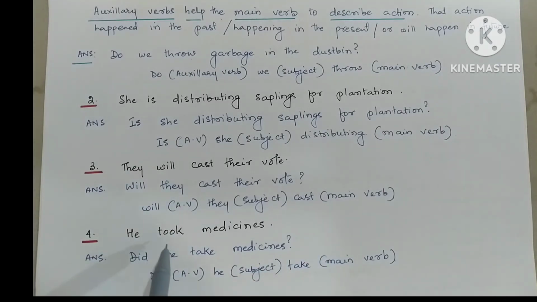Auxiliary verb over here is did. Did he take medicines? Did is a questioning word. So did followed by subject he followed by the main verb take. So did took becomes take. Did he take medicines? Question mark.